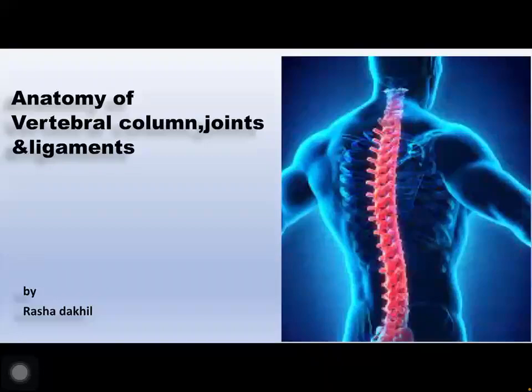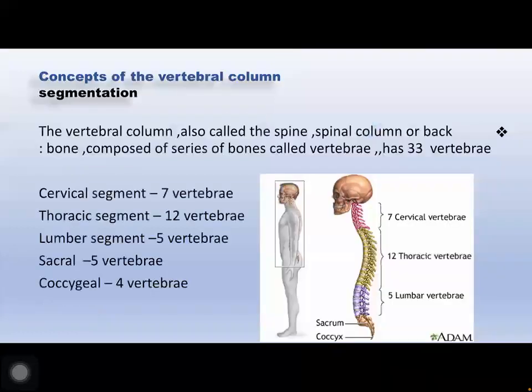Okay. Our subject today is anatomy of vertebral column, joint, and ligament. Concept of vertebral column, segmentation. The vertebral column, also called the spine, spinal column, or backbone, composed of a series of bones called the vertebrae, has 33 vertebrae: 7 cervical, 12 thoracic, 5 lumbar, 5 sacral, and 4 coccygeal.